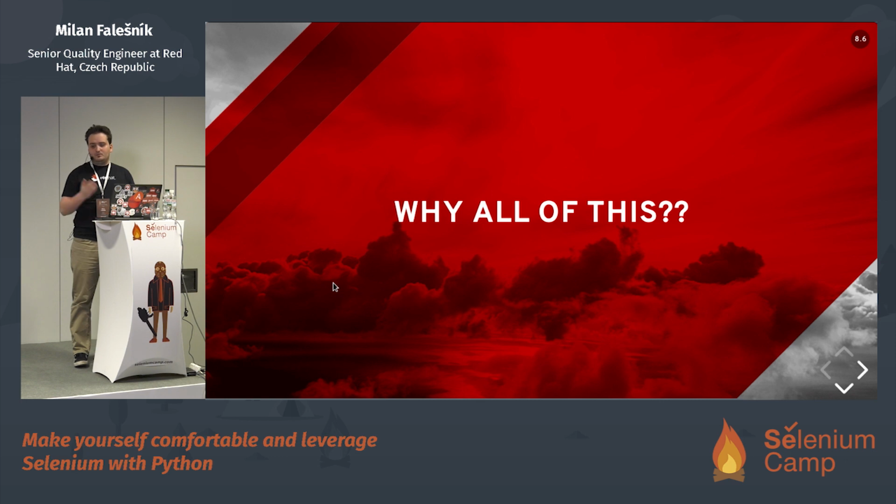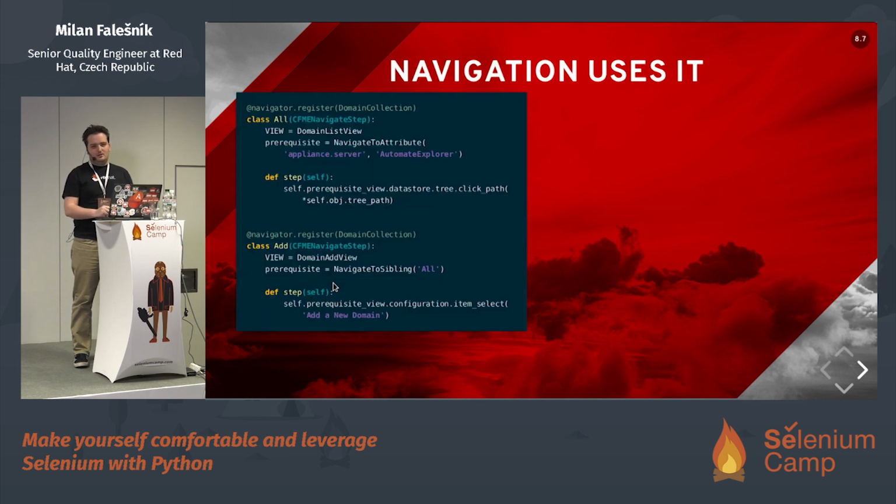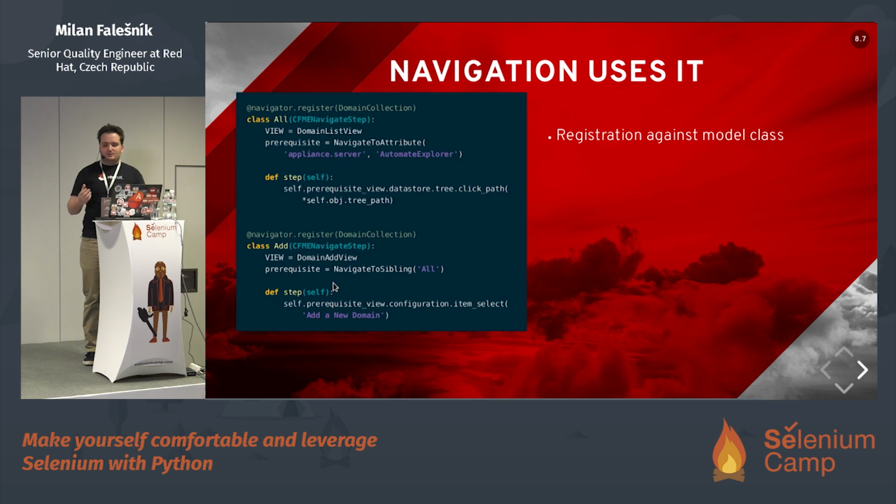So, why all of this? Navigation uses it. We have designed the navigation, so you register steps against, or locations against these classes. So typically, a domain collection can have all, because it can display all the domains. And also it can have add, because you add it from the collection. Then you assign some views into it. So then when it comes there, it can check that it is indeed on that view, and it can then give the view back to you when you navigate into the location.